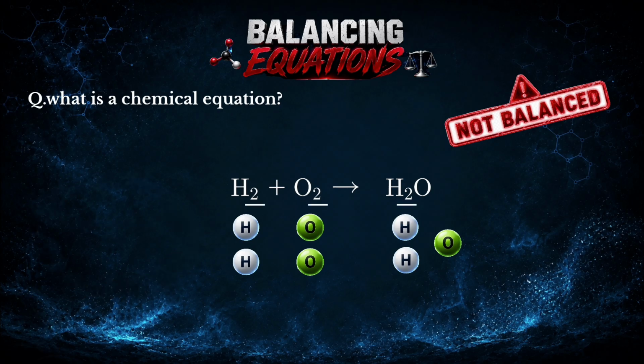We never change the small numbers inside a chemical formula. Those are called subscripts, and changing them changes the substance itself. Instead, we add coefficients in front of the formulas. Let's place a 2 in front of H2O.